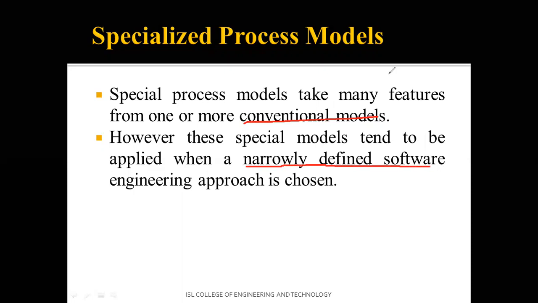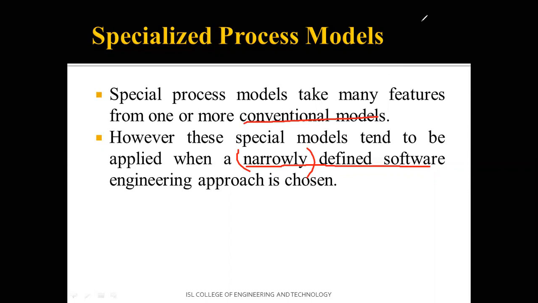Now the specialized process models are used when a narrowly defined software engineering approach is chosen. A narrowly defined software engineering approach means you need to focus on some specific category only. Suppose you need to reduce the cost. Then you're going to make use of components like reusable components. In such an approach, you might use one type of model, that is component-based development. Or if you're focusing on the performance, the availability, the load time that it can handle, then you go for another type of model.